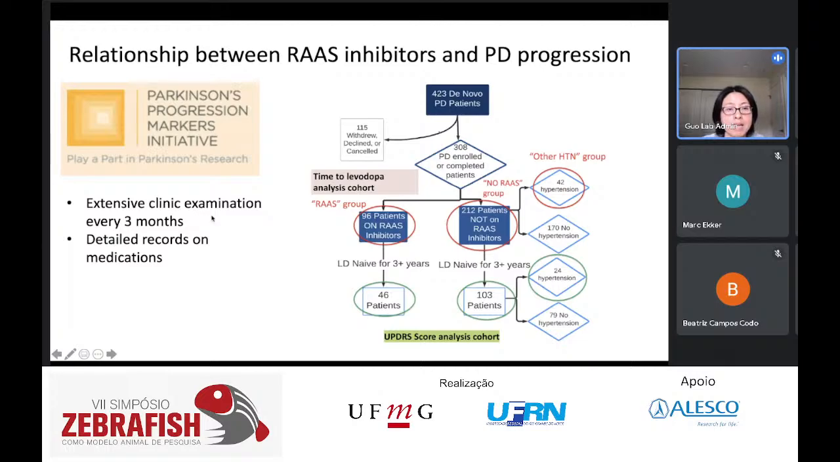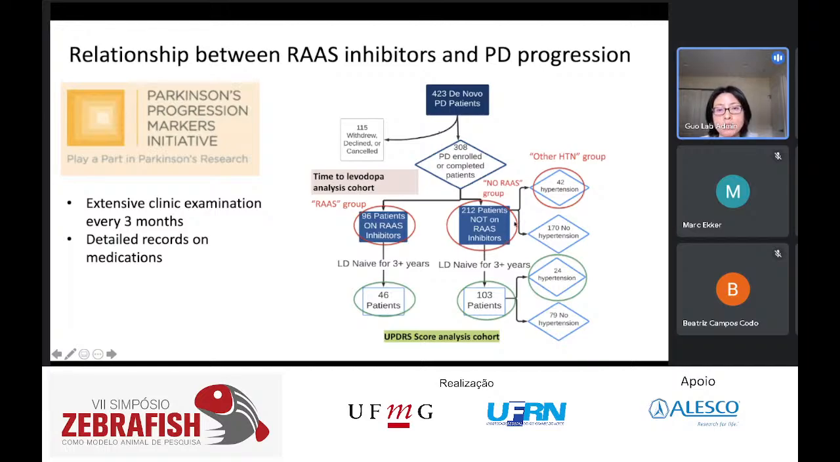We looked at their data, and this set of data is extremely clean because these patients undergo extensive clinical examination every 3 months. They also have very detailed records on what type of medications these patients are on, including, for example, the blood pressure medications, what type patients are taking, how long, and how often they take it. So we started with 423 de novo patients, and then we grouped them and looked through the data to make sure that these patients really were qualified for our data analysis. In the end, we identified 96 patients who are on RAS inhibitors, as well as 212 patients who are not on RAS inhibitors.